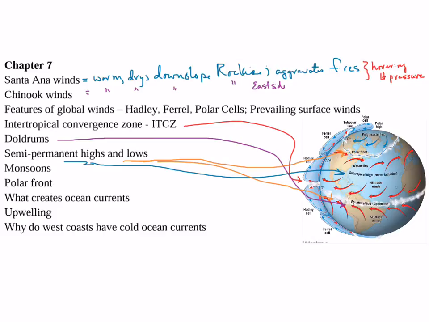Semi-permanent highs and lows. Remember, we have that high right there between the Hadley and the Ferrell cell, and then actually we have two lows. We have a low at the intertropical convergence zone, and we also have a low there between the Ferrell and the polar cells.